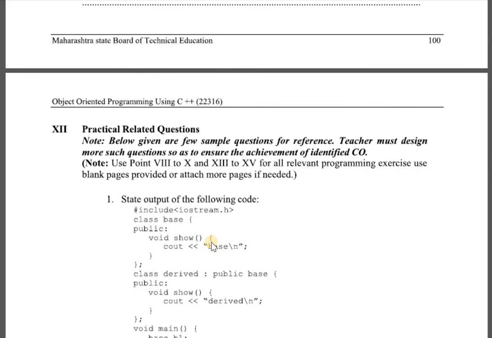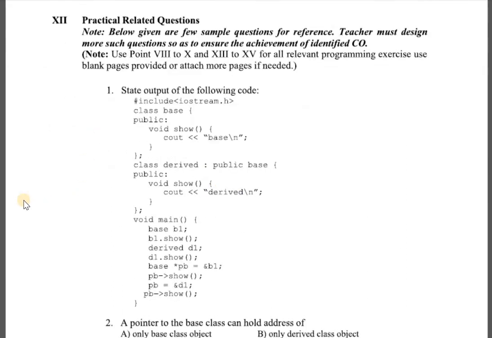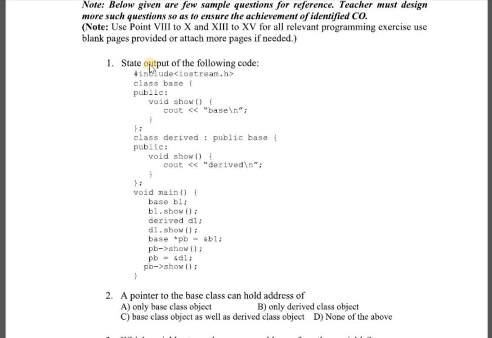Now, in this experiment, you have to solve the practical related questions. There are 3 practical related questions. The first question is to find out the output of this code. You execute this particular program and you will get the output. That output should be written here.